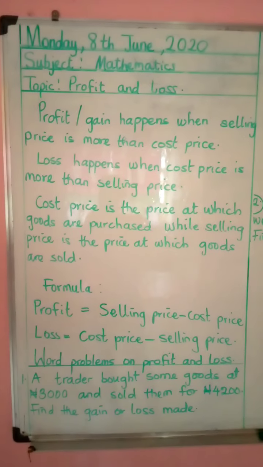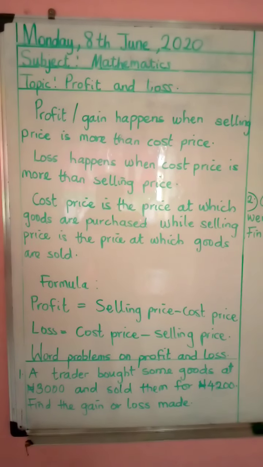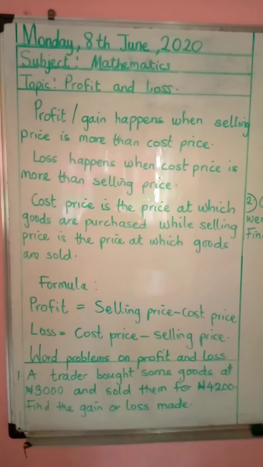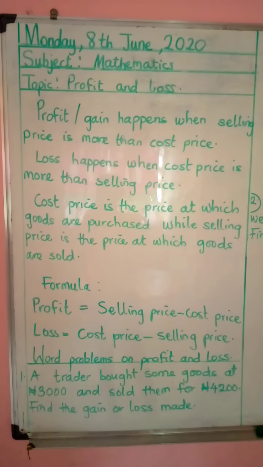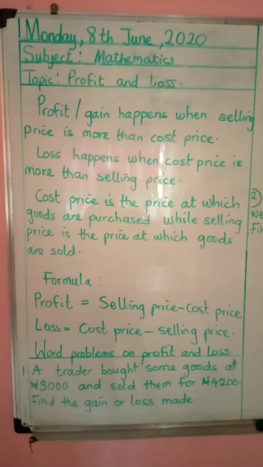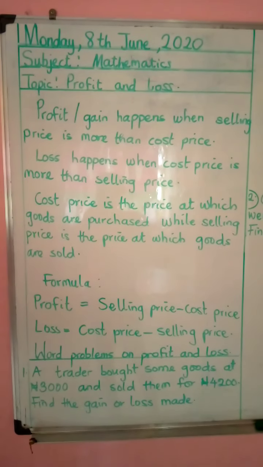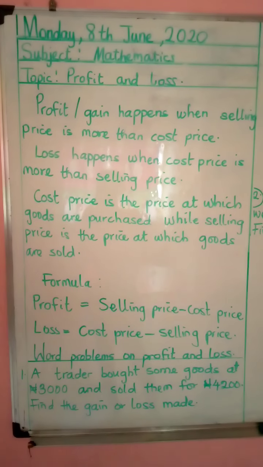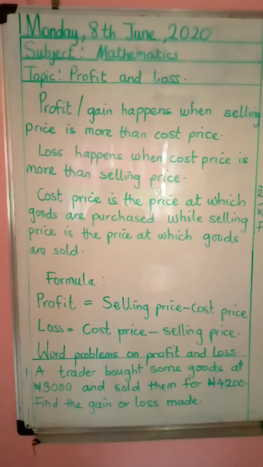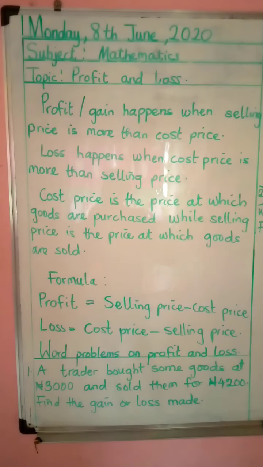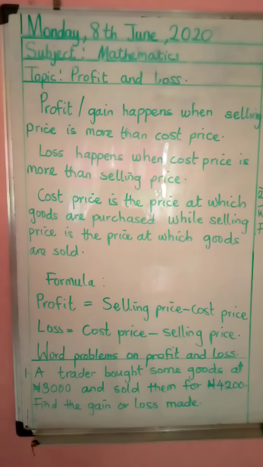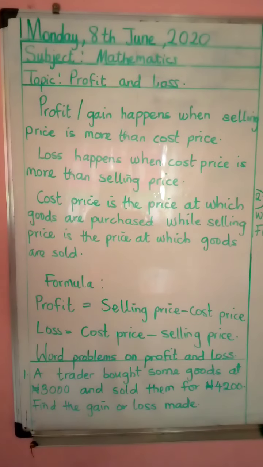Now, what is profit? Profit or gain happens when selling price is more than cost price. Now, loss. Loss also happens when cost price is more than selling price. Loss happens when your cost price is more than your selling price.